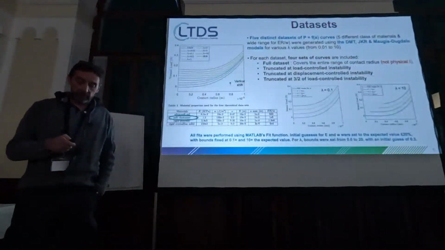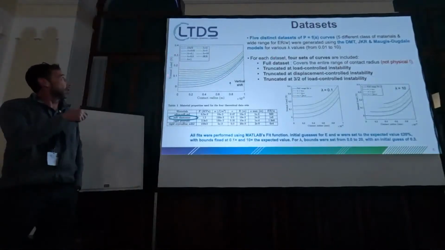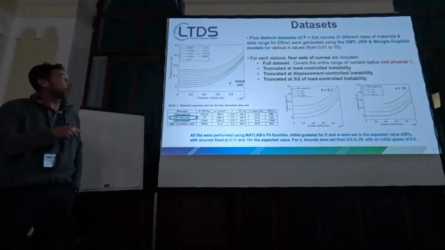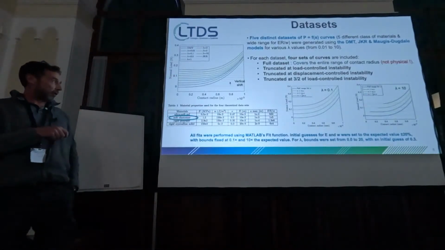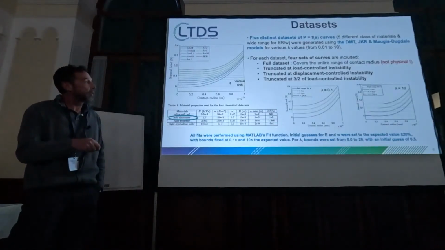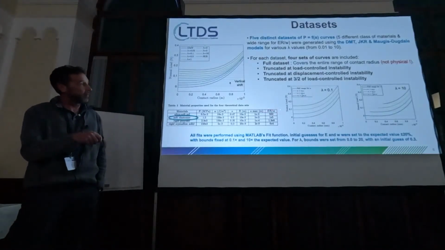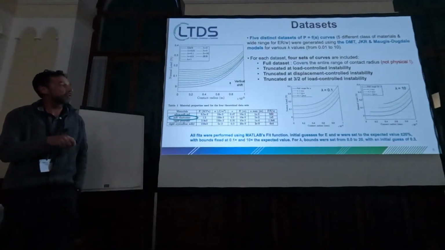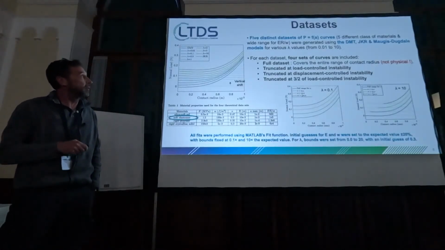So to test those fit methods, we created a data set. A data set is just an evolution of the normal load as a function of contact radius. We did that for different kinds of material and different values of Young modulus and adhesion energy. The idea was to have the largest possible range in terms of the Young modulus times the radius of curvature divided by the adhesion energy, which is the dimensionless parameter in contact experiments.